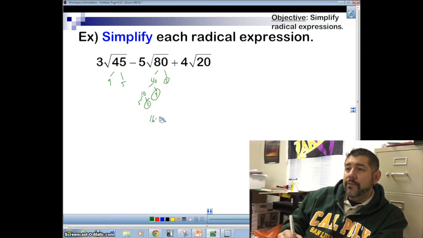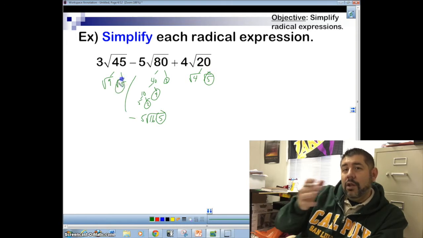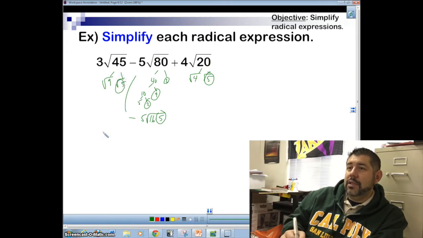I'm going to bring these guys down here. And then 20 is going to be 4 and 5. See, if we do this right, we see this 5 here, we see the 5 here, we see the 5 here. It means all of them are going to have square root of 5s in them, so that's going to be nice.